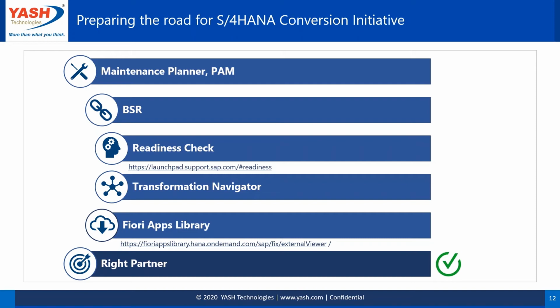Do I need an OS upgrade before I start S4, or am I on Unicode or non-Unicode? All such things you can assess using your PAM and maintenance planner. Or are there any add-ons that are stopping me from going to S4, or something that I need to do before I go to S4? So maintenance planner and PAM are the tools that are available for you.